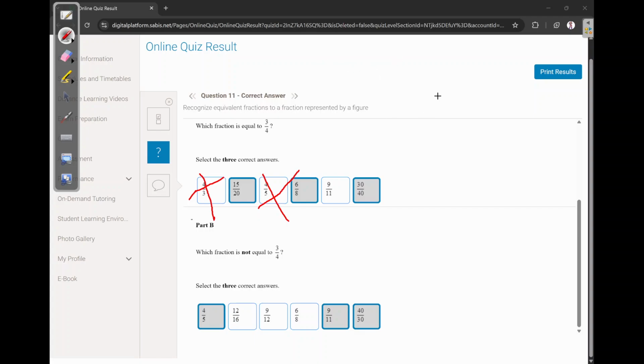3 times 2 equals 6. 4 times 2 equals 8. So this one is correct. 3 times 3 equals 9. It's correct, but then 4 cannot, if we times 4 by 3, it cannot get to 11. So it's wrong. 3 times 10 equals 30. 4 times 10 equals 40. So it's correct.